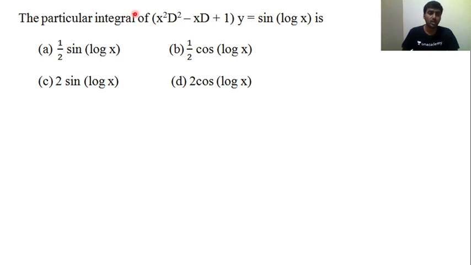The options are: A, 1 divided by 2 into sin log x; B, 1 divided by 2 into cos log x; C, 2 into sin log x; D, 2 into log 2x. Coming to the explanation, first we need to substitute the differentials as per our Euler-Cauchy equation.